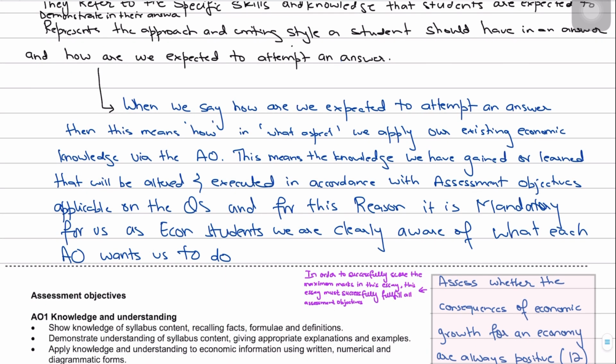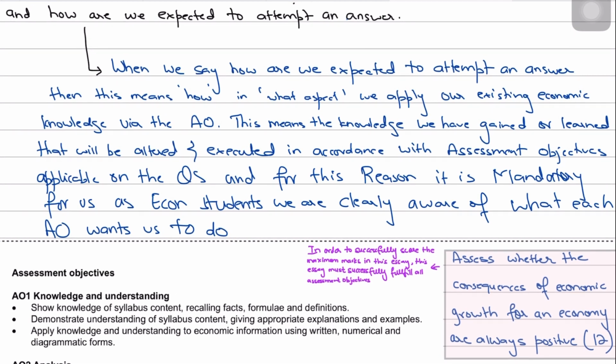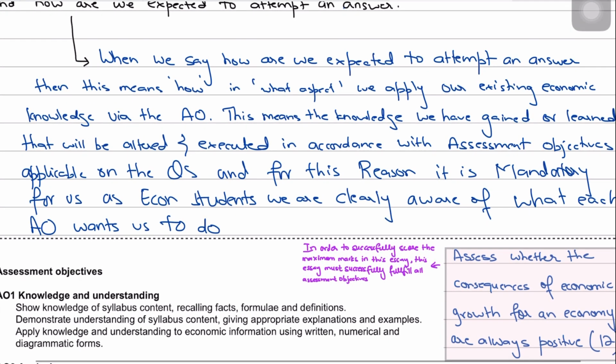Remember that assessment objectives tell us what is expected of an answer, and how we can use those assessment objectives to structure our answer properly, how to write an answer, and what is expected.